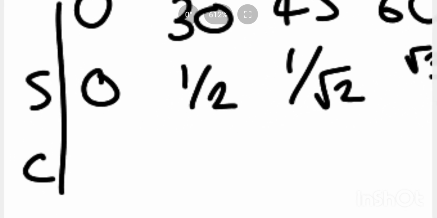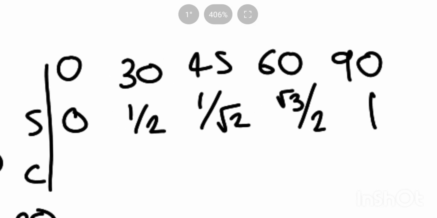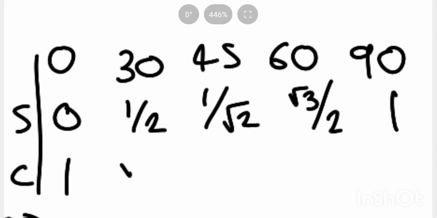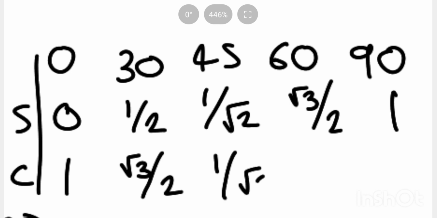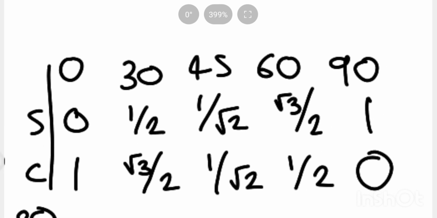Going for cosine, it's the exact same numbers, but in reverse order. The cosine of 0 is the same as the sine of 90, so 1, and then you just work backwards. So this one would be root 3 over 2, this one would be 1 over root 2, this one would be a half, and then 0. Can you see here that the sequence of cosine for values between 0 and 90 is just the reverse of the sine sequence?